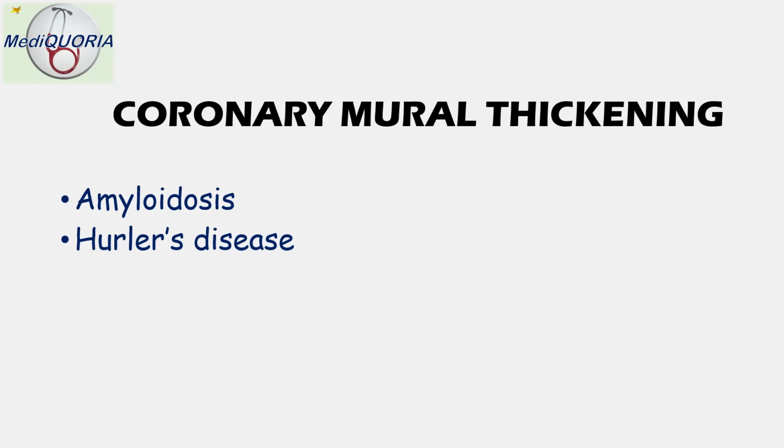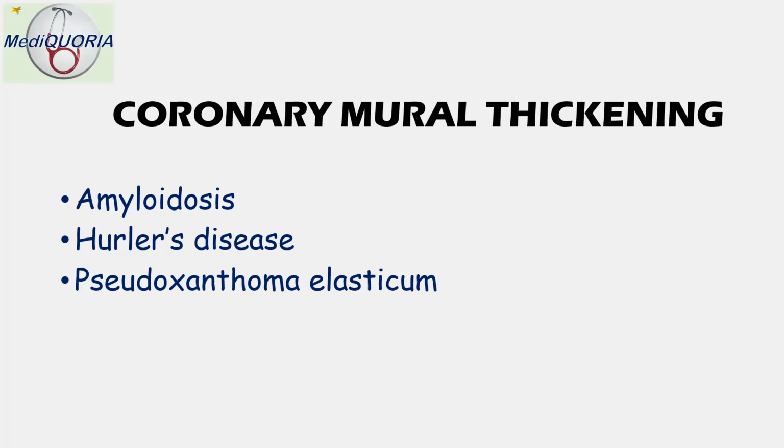Hurler disease is similar to amyloidosis, only that this time around we are depositing mucopolysaccharides, call them glycosaminoglycans, instead of protein. In Pseudoxanthoma elasticum, there is deposition of calcium and other minerals in the elastic tissues of the body, including walls of arteries like the coronary artery.